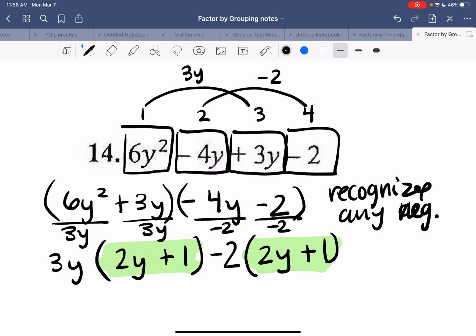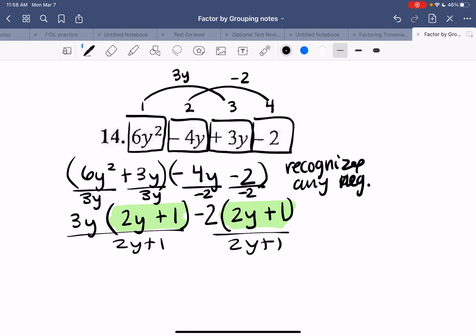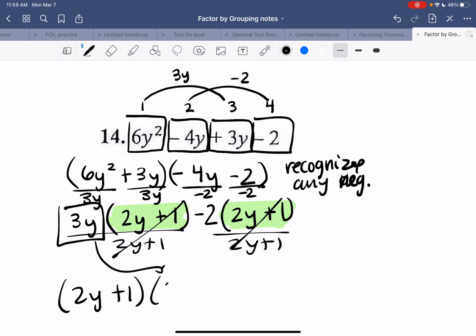The goal is making sure the parentheses are the same. So now I can factor out 2y plus 1 from both terms, which gives me 2y plus 1 as my first factor. That goes away and that goes away, and what I'm left with is 3y minus 2. That's where it's important that we keep our signs straight, and this is the first example where that would be an issue.